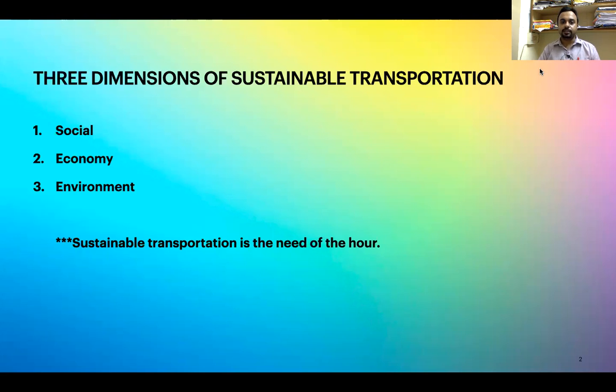And sustainable transportation is the need of the hour. The transportation should be such that it is not causing any damage on the environment. It is taking care of the future generation. It is taking care of the society, of the economy as well.